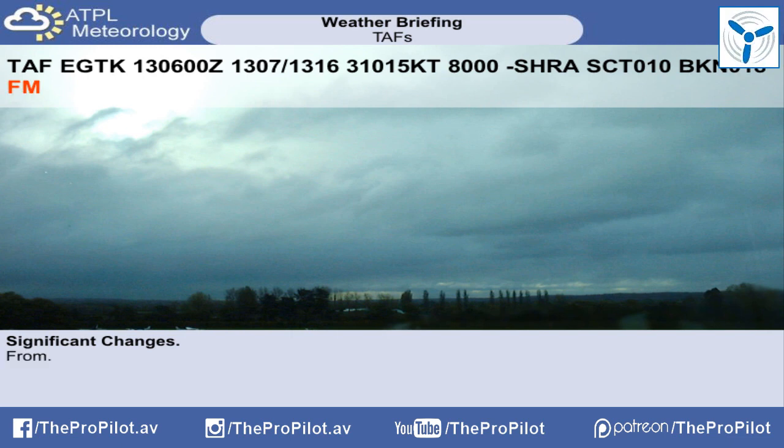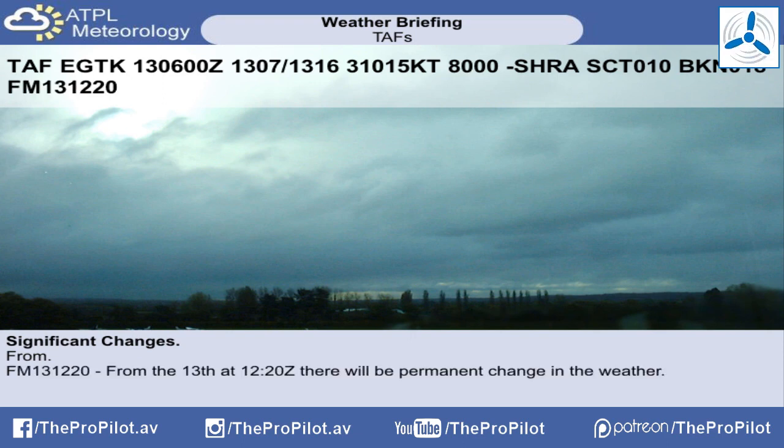The first change indicator is FM, meaning from. This is followed by a 6-digit time group. The first 2 digits are the date and the remaining 4 digits are the time in hours and minutes. This means that from the 13th at 1220 Zulu, certain weather changes will occur. This weather change forecast supersedes the corresponding forecast prior to this period.